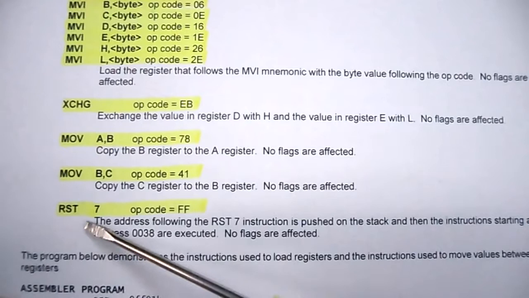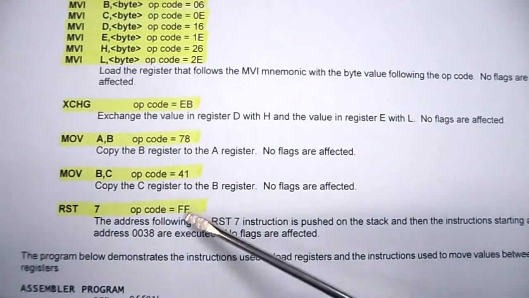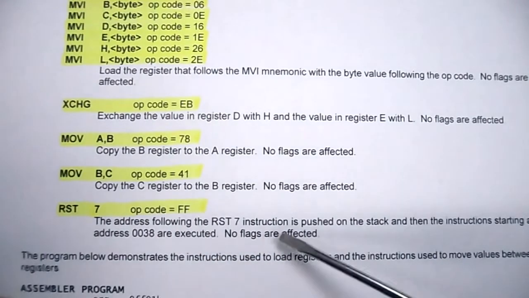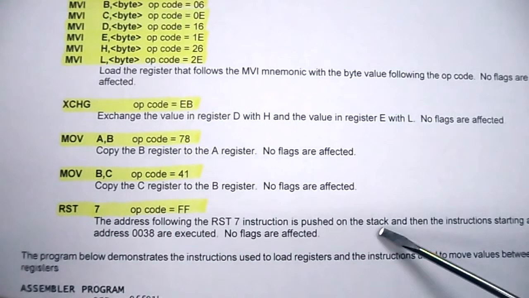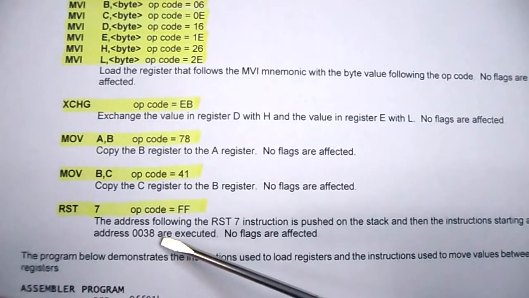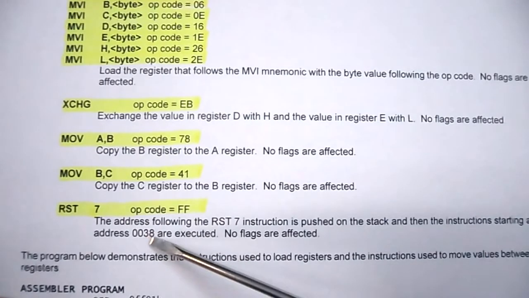And the last instruction that we're going to be looking at is the RST, or Restart 7 instruction, with the opcode FF. It says the address following the Restart 7 instruction is pushed on the stack, and then the instructions starting at address 0038 are executed. Now 0038 is part of the monitor operating system, so I'm going to show you where that is in the listing.